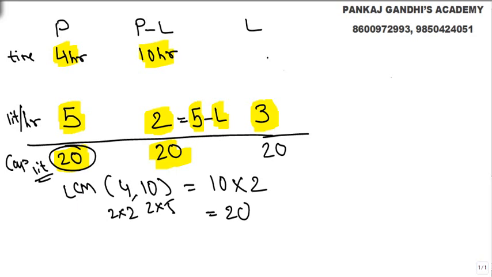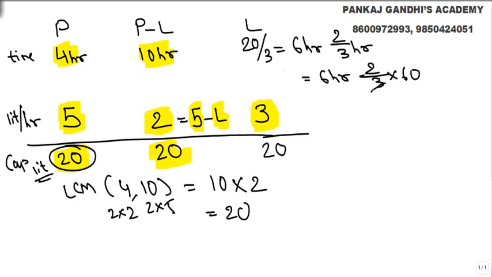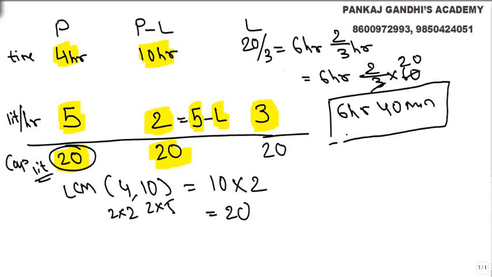So leakage empty is per hour 3. So in how much time will leakage empty 20 liters? 20 upon 3, that is 6 hours and 2/3 of an hour, that is 6 hours 40 minutes. Sorry, leakage alone per hour empty is 3, full tank is 20. So, in how much time will it empty 20 liters? That is 6 hours 40 minutes.